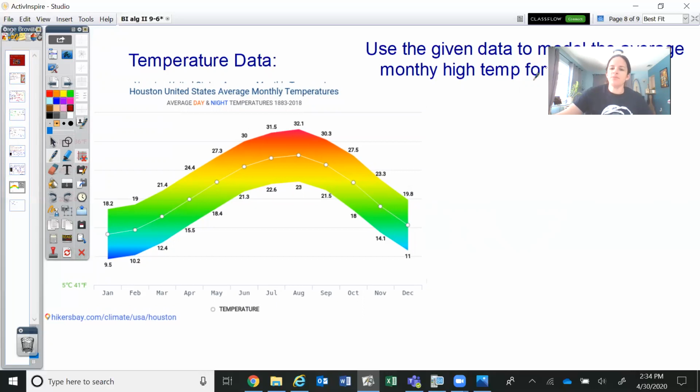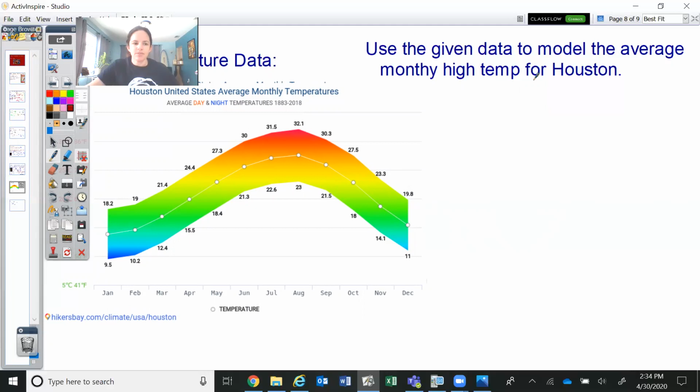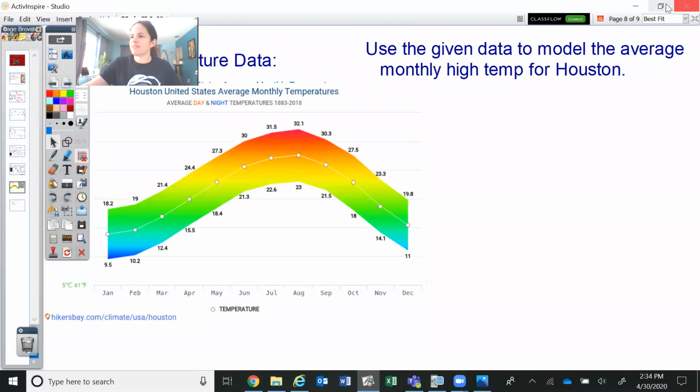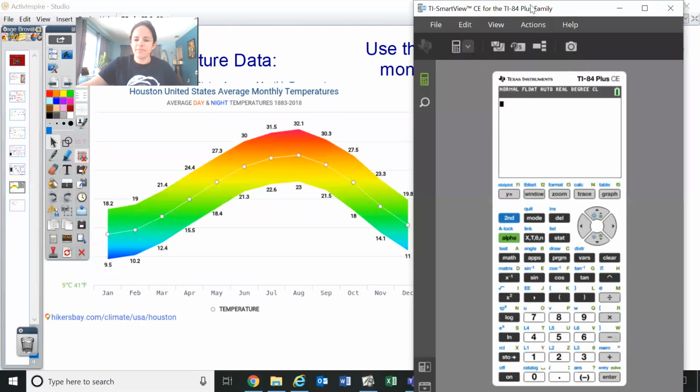So if we want to use this data to model the average monthly high temperature for Houston, then we're going to have to enter that data into our calculator. And so hopefully you know how to enter that data into your calculator via the list. But if not, I'm going to go ahead and do it for you on here. You can skip ahead if you already know how to do this.